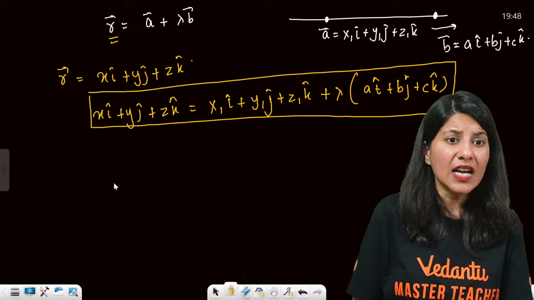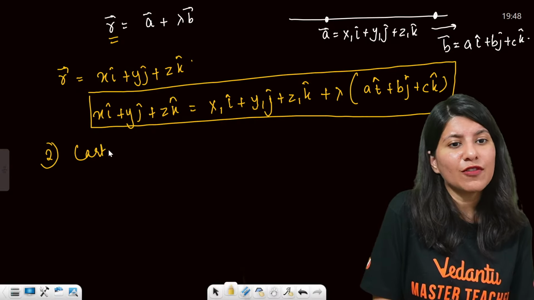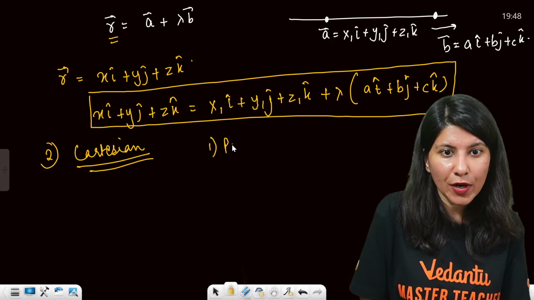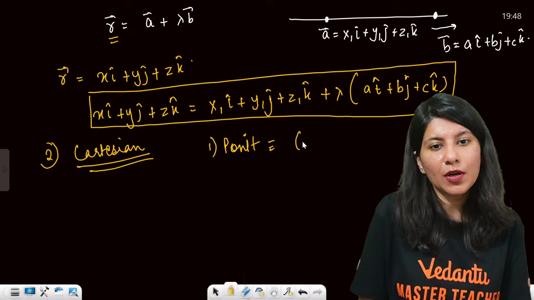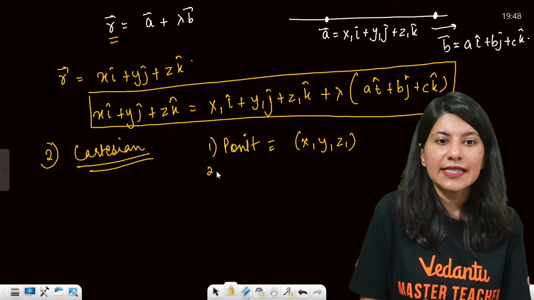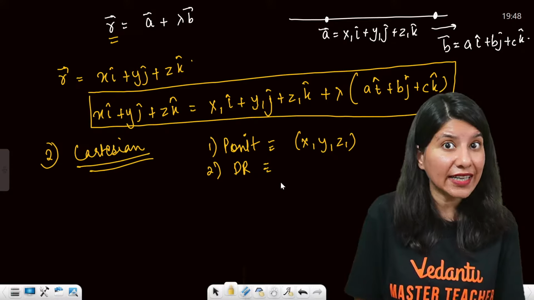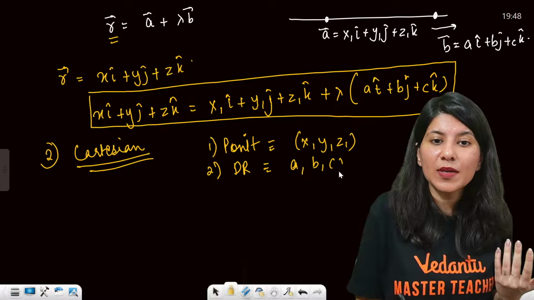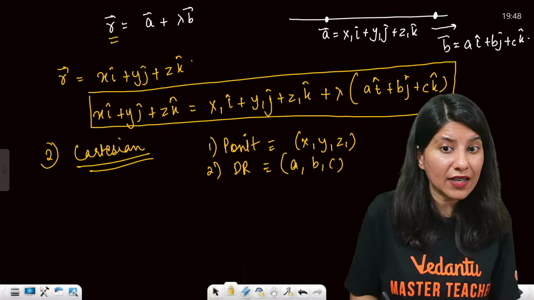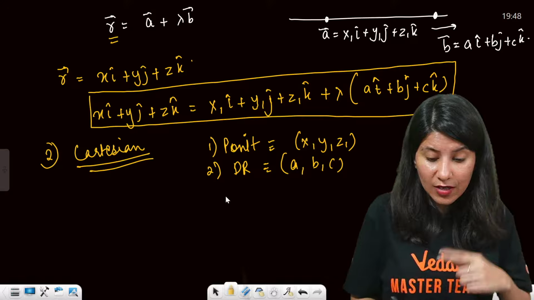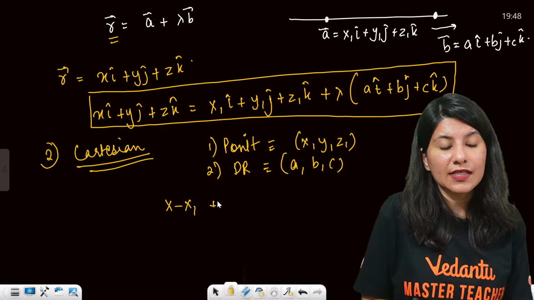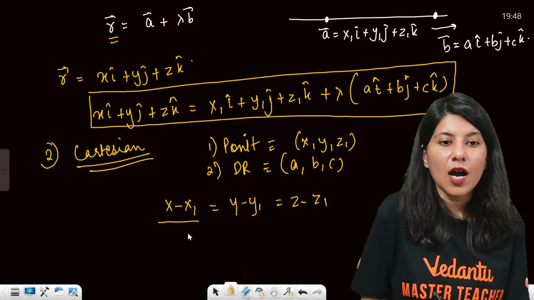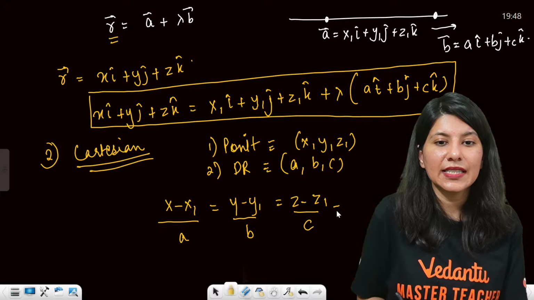Okay. Now second, Cartesian form. Cartesian form, again you need two things. Point on that line. So point will be x1 comma y1 comma z1. Second, you need direction ratio of that line. Now direction ratio is what? A vector parallel to that line, which is a comma b comma c in this case. Now you can just go ahead and write down that line. Understand, this is very important. x minus x1 upon a equals y minus y1 upon b equals z minus z1 upon c. This is equal to lambda.